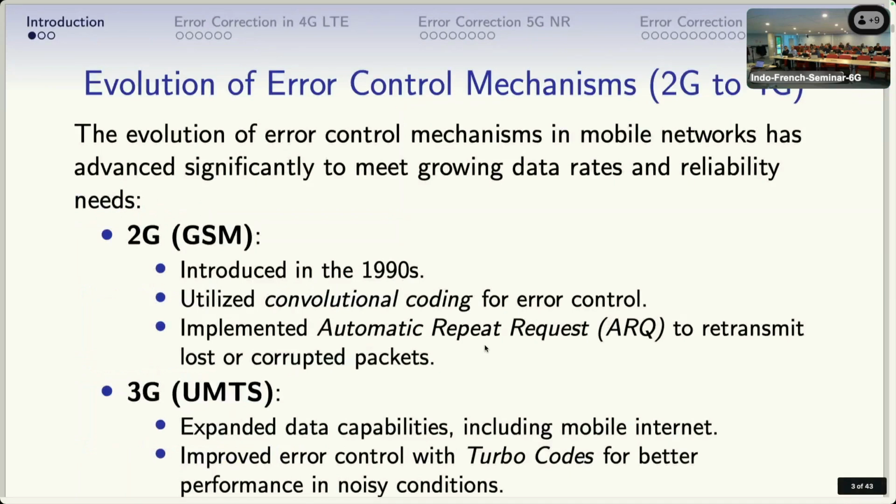So in 2G GSM, the main error control coding was convolutional codes, and then there was hybrid automatic repeat request. Then the game changer was the introduction of turbo codes, where people were able to achieve the Shannon limit through experimental simulations. So turbo codes contributed mainly to the breakthrough in 3G, where they embedded data transmission along with voice.